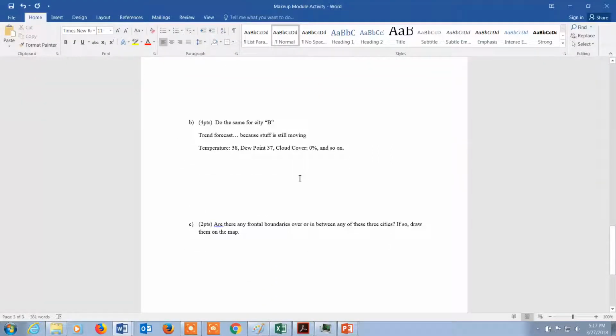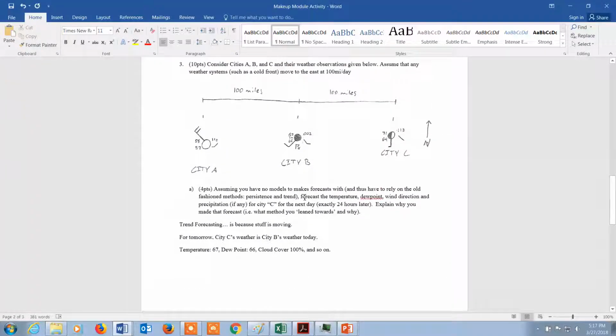Specifically, are there any frontal boundaries? If you remember, a frontal boundary is between one air mass and another air mass. And this is basically review. All I want you to do is look at the conditions between each of the cities and identify if there's a front between them. Now, in order to do this, you need to remember what the conditions would be before and after a front passes.